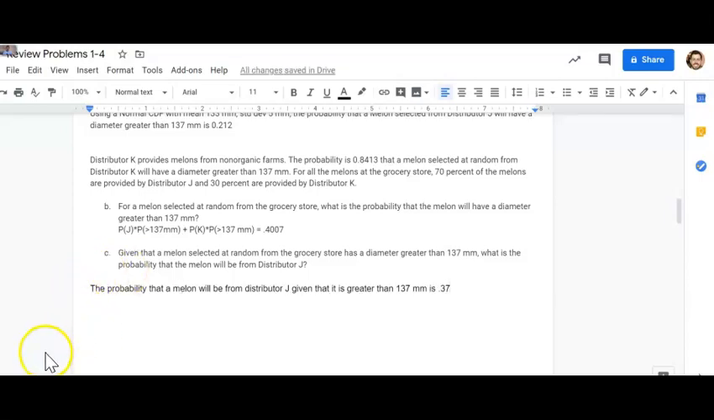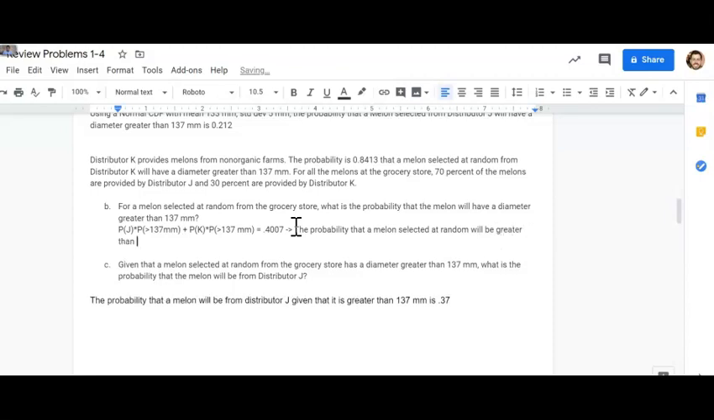That's it. That's the end. Quick little caveat here. It couldn't hurt on part B to extend this answer a bit, so I'm going to. Probability that a melon has a diameter greater than 137 millimeters is 0.4. There you go. Can't hurt.